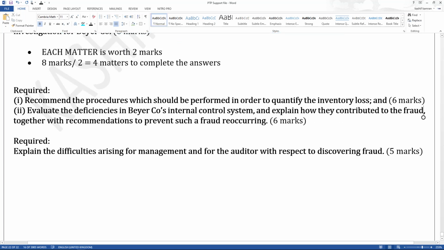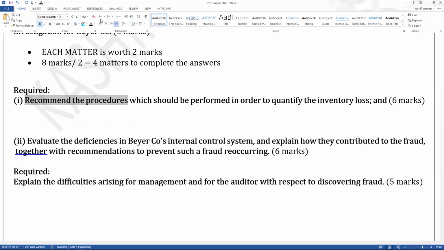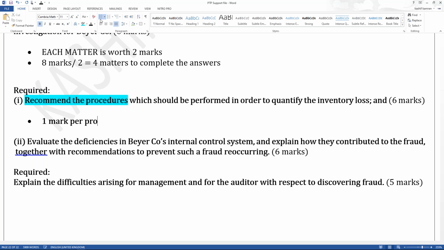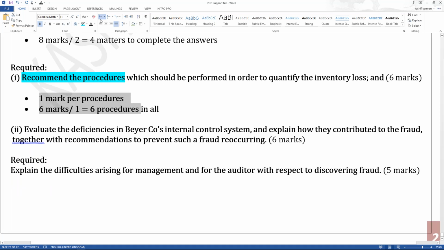Recommend the procedures. I hope you're clear on the marking scheme of procedures. We just had it prior to the break. Every time the examiner asks you to recommend a procedure anywhere in the AAA paper, 1 mark per procedure. So how many procedures will you be writing? You have 6 marks divided by 1, so you will be writing 6 procedures in all, not 7, right? So that's the marking scheme for procedures. I hope you're clear with that for the entire paper.